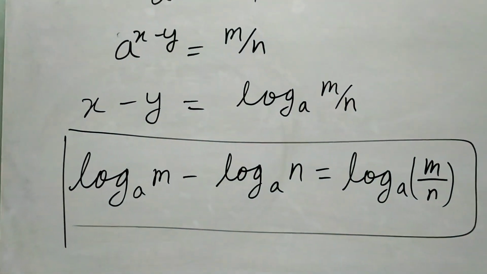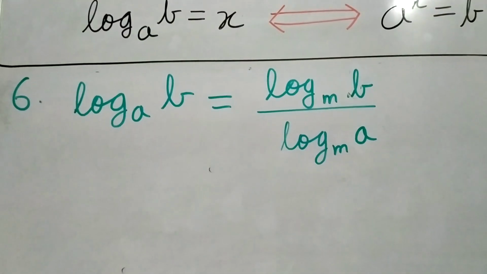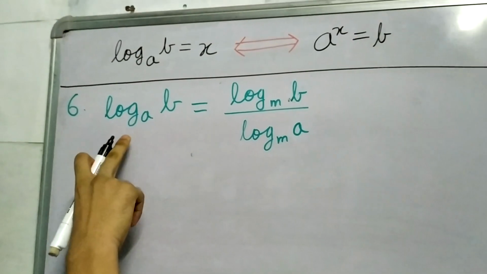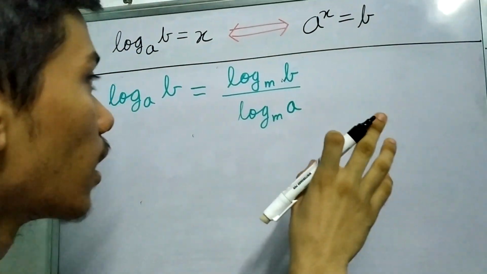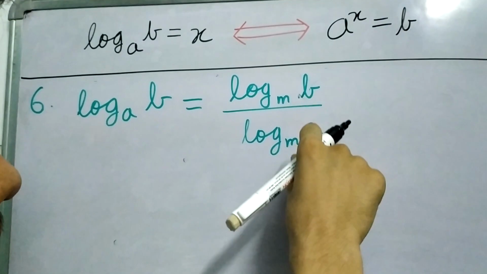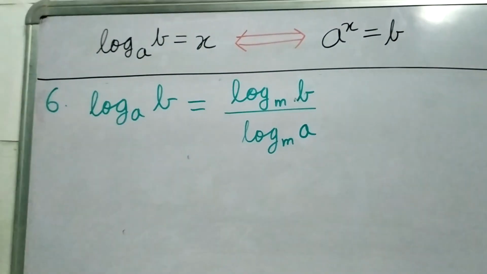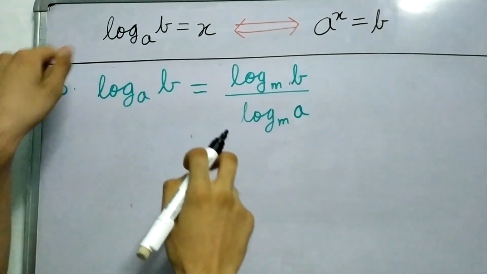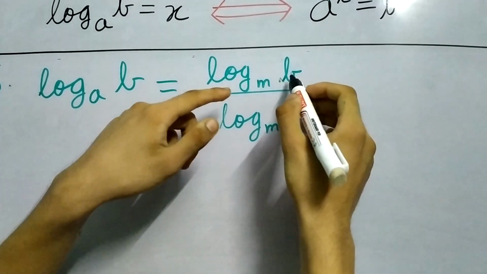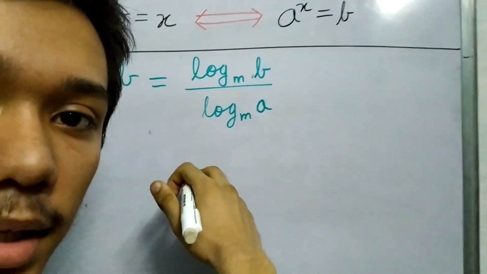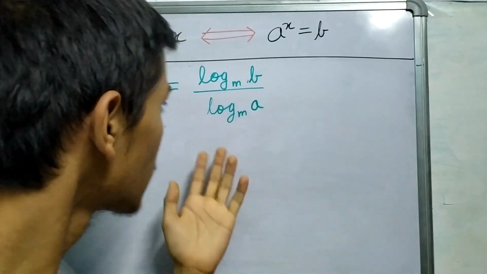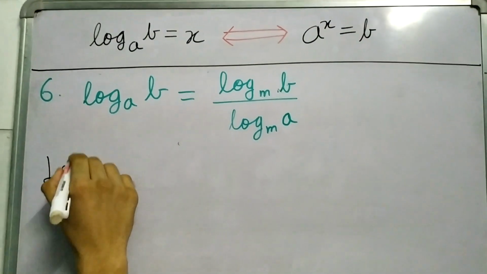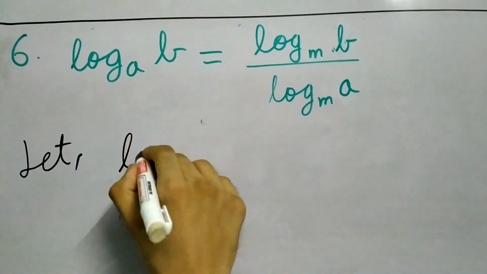Right, moving on to the sixth. Okay, so this looks very interesting. Log base a of b is log base m of b divided by log base m of a. So this means that if you want to calculate this thing and you don't know this part, but you know log b to some base and log a to the same base, just divide the two. This is very helpful. Okay, so how do we prove this? Well, let's see. The first part is the same in all the proofs.